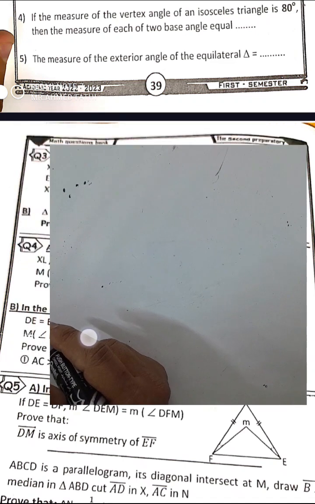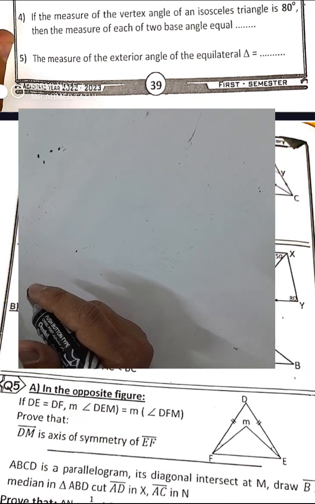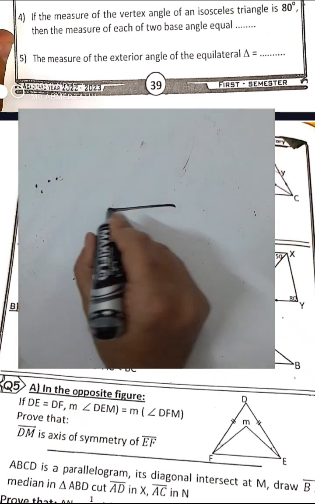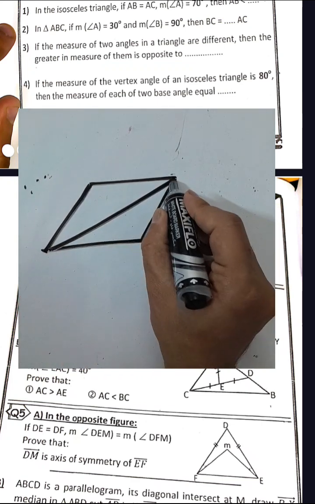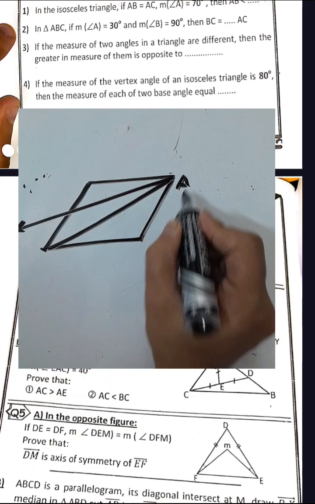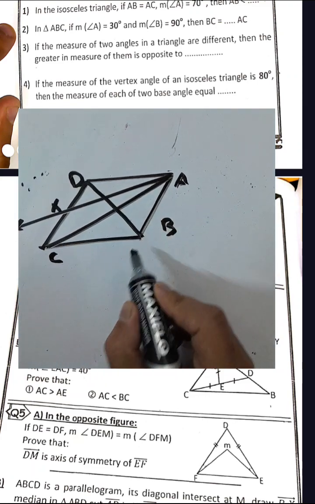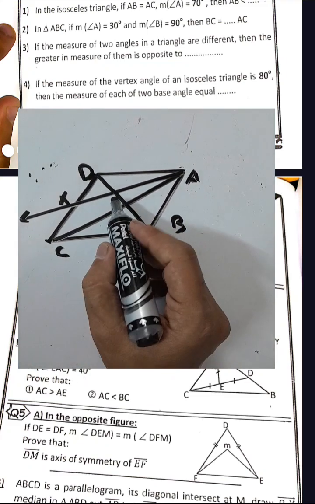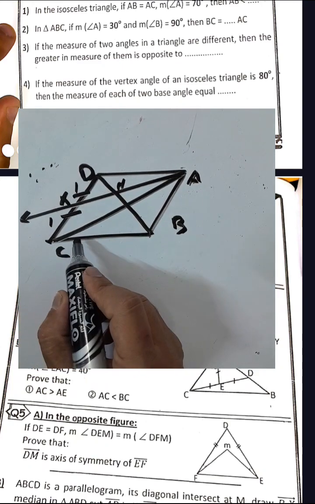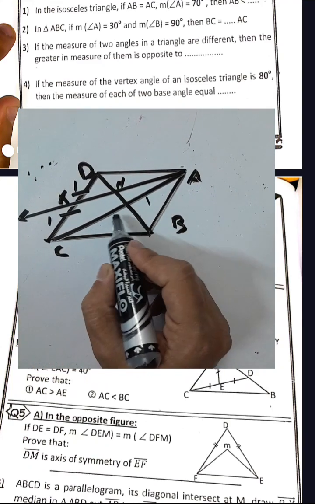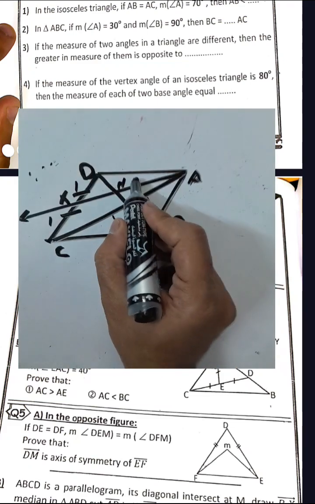Next question. ABCD is a parallelogram. We have parallelogram A, B, C, and D, and you have X. Two diagonals here cut at N, and this part equals this part, 1 to 1, and this part equals 1 to 1, equal. And X here, the median, it will be 2 parts and 1 part.